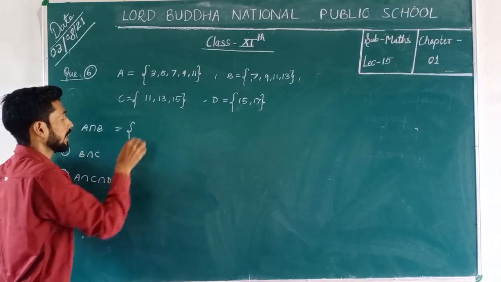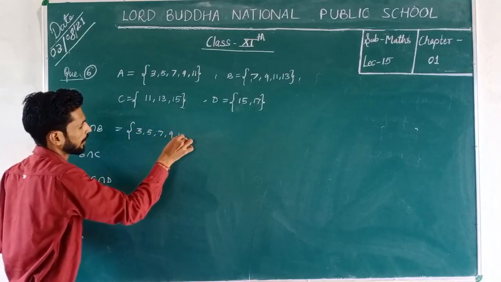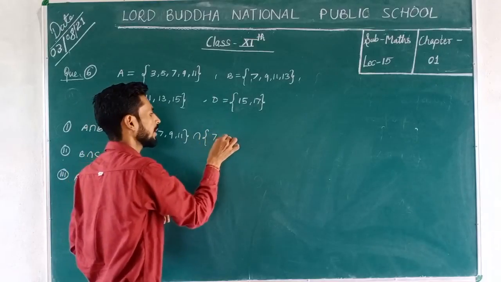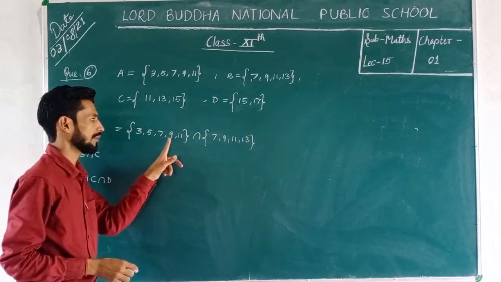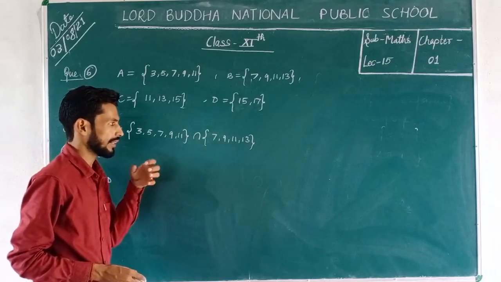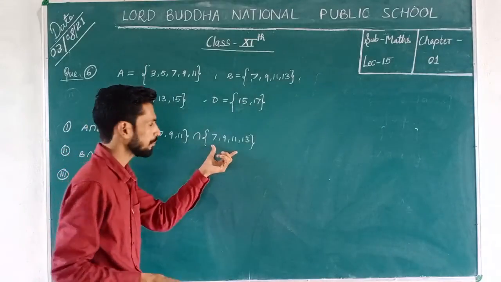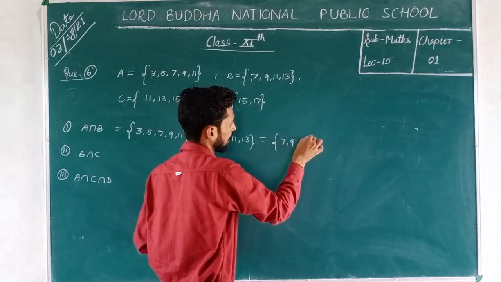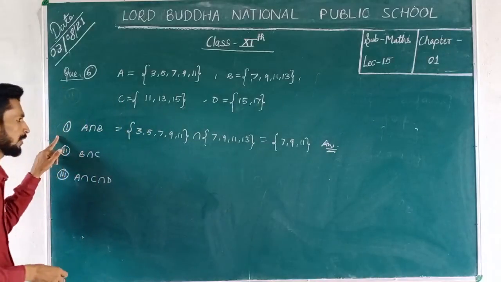In set A, there are the elements 3, 5, 7, 9 and 11. And in set B are the elements 7, 9, 11 and 13. So the common elements are 7, 9, 11. These are the three elements present in set A and also in set B. So the answer will be 7, 9 and 11. Clear that? This is the answer of part number 1.